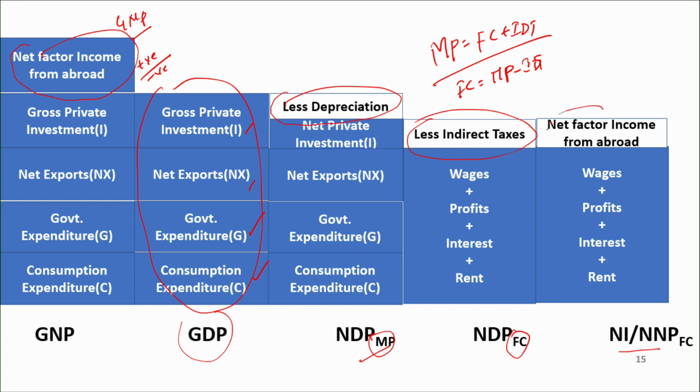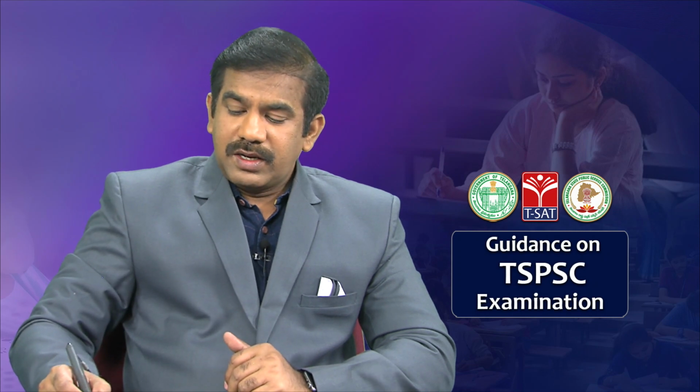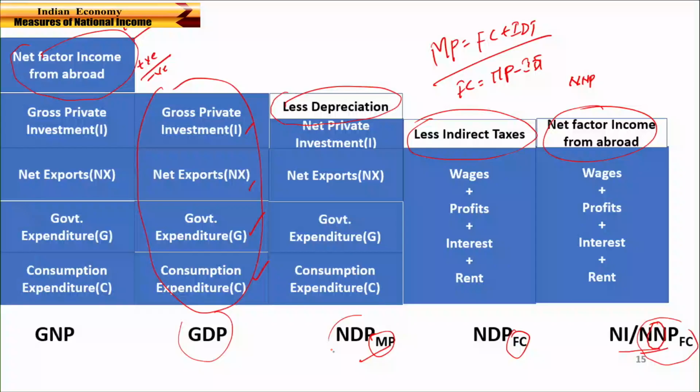So net factor income from abroad, I also include the net factor income from abroad, isn't it? When it comes to NNP, here in this case, you should note down the fact that I am referring to net national product, isn't it? So that's how you could relate all these variables. So these are the five different most important measures of national income that we have discussed: gross domestic product, gross national product, net domestic product, and net national product, and the difference between factor cost and market prices, and what exactly is referred to as national income.